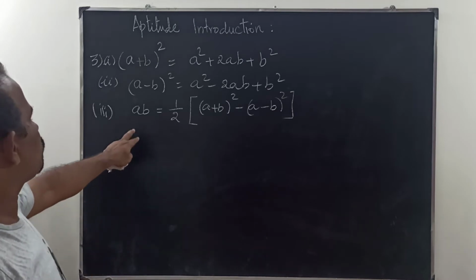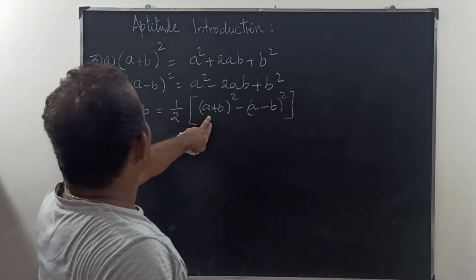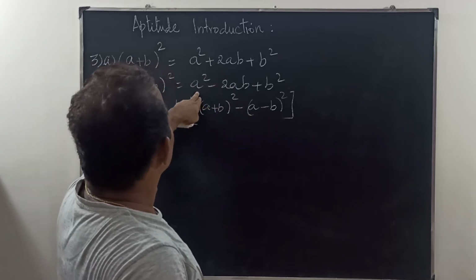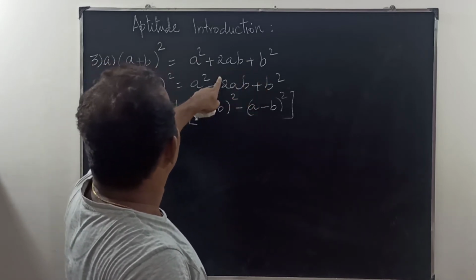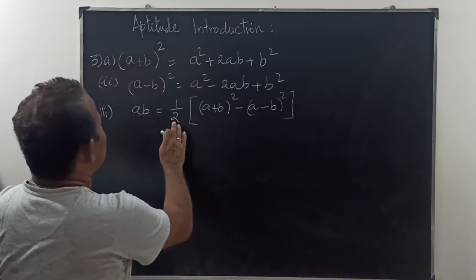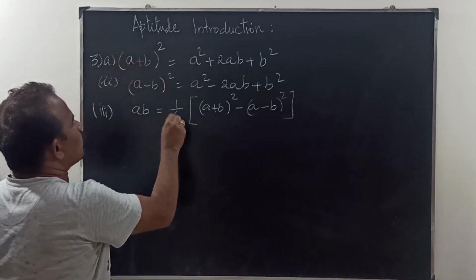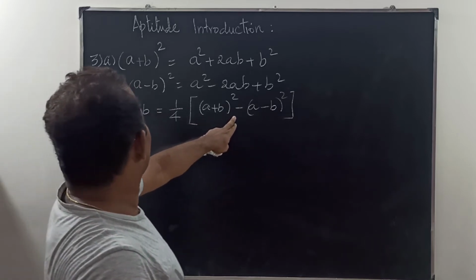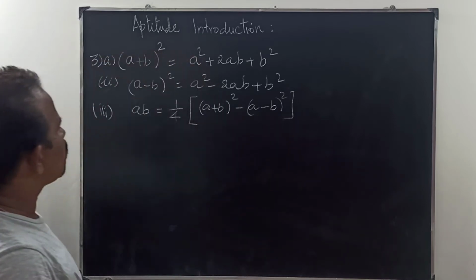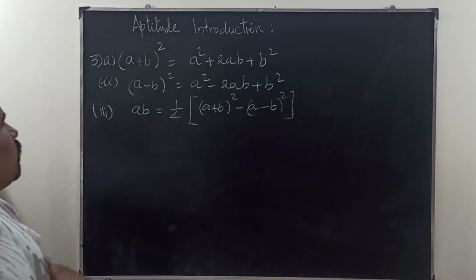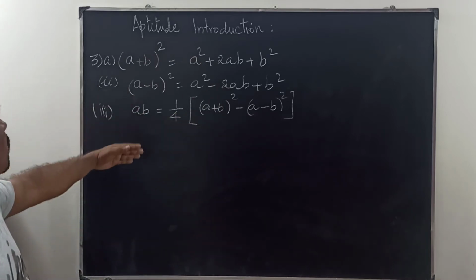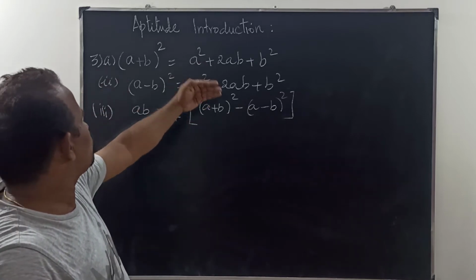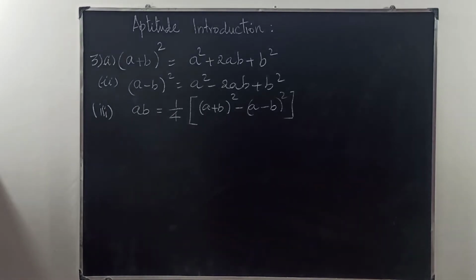Okay. So therefore ab is equal to (a plus b) the whole square minus (a minus b) the whole square, and everything else will be cancelled. So therefore you will be getting 4ab. So 1 by 4 into ab is equal to 1 by 4 into (a plus b) the whole square minus (a minus b) the whole square. So (a plus b) the whole square minus (a minus b) the whole square is equal to 4ab. Therefore ab is equal to 1 by 4, something like that.